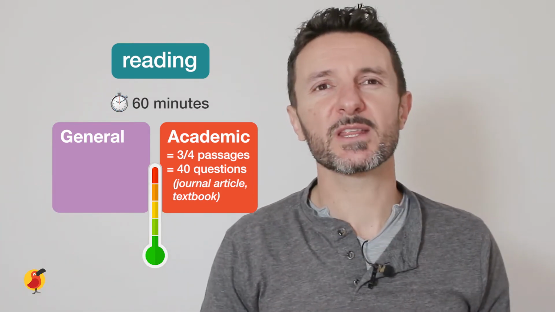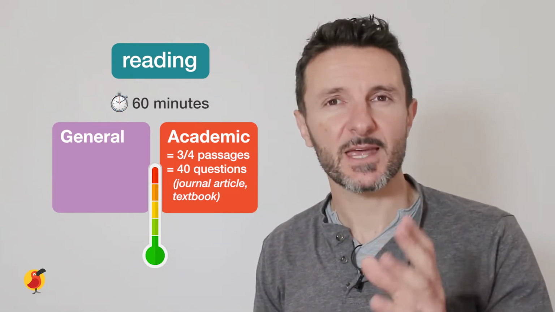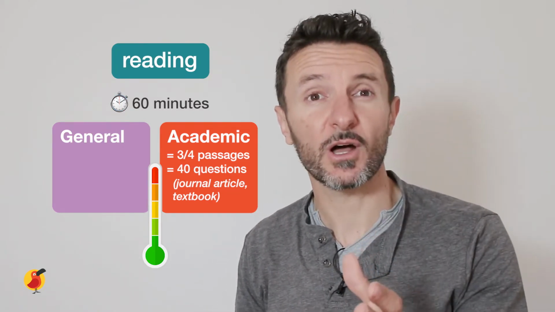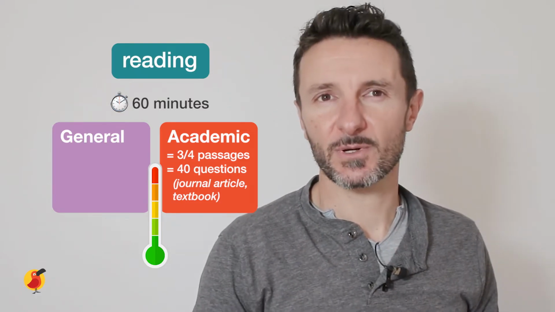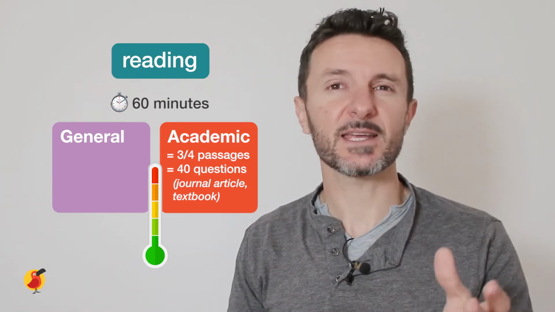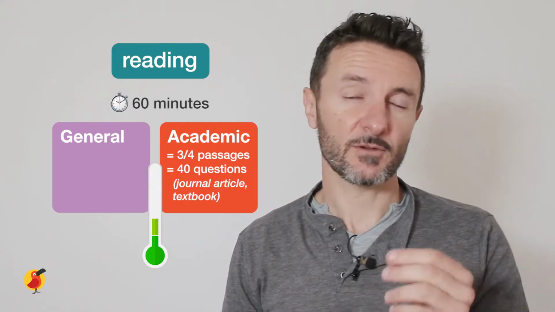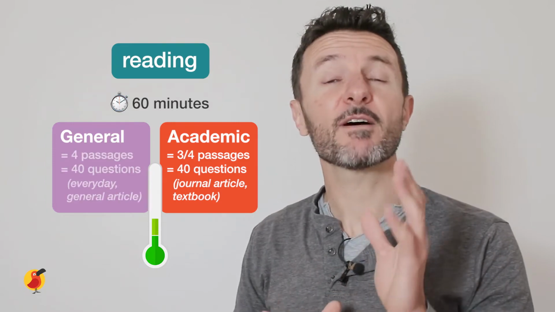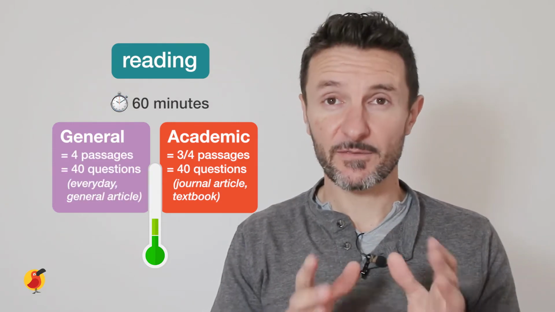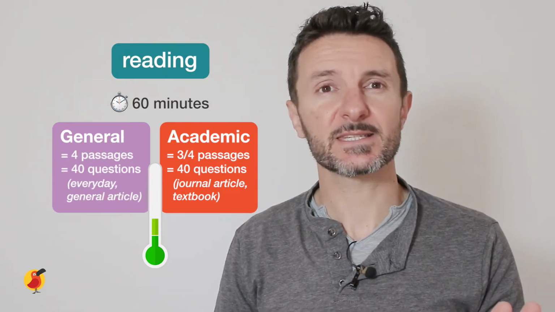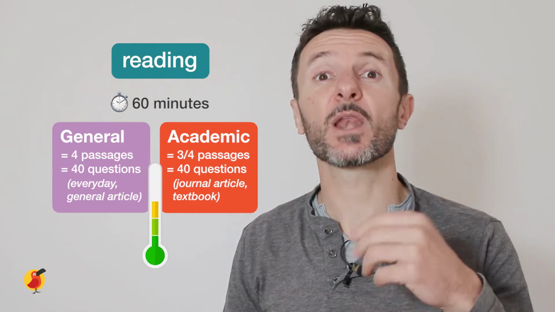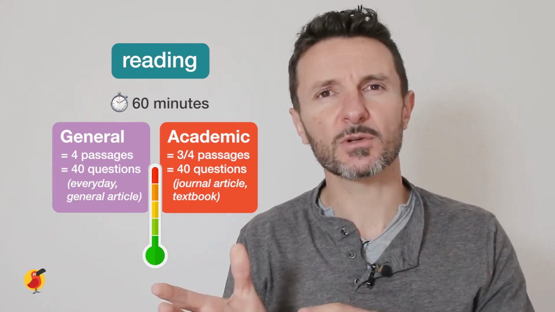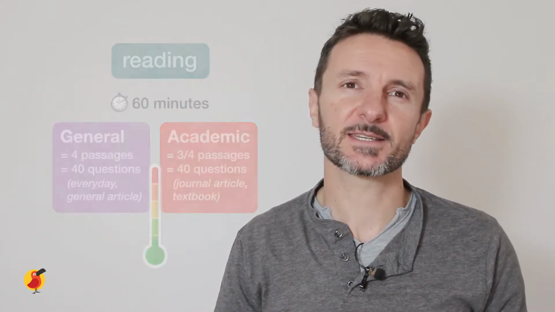Now, because you're doing the IELTS Academic, in this case, these passages will be academic-style passages, such as journal articles or something out of a textbook. They'll be related to topics like science or history. On the other hand, if you're doing the IELTS General test, then you will have 4 short passages. Now, the first will be the shortest and the easiest, and each passage that comes next will get longer and more difficult. And these passages will be more general, everyday type articles or texts.